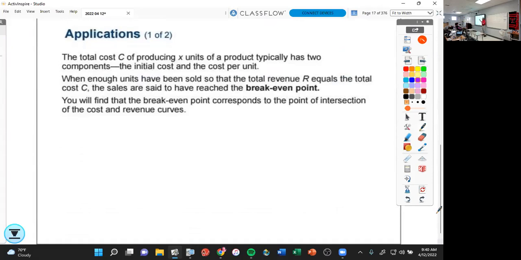Break-even point. What happens at the break-even point? You make nothing. Did you lose anything? No. All the money I spent, I got it back. All of my employees are happy because they got paid. I paid my employees, but the man didn't make any money because I broke even. Okay. The break-even point is going to be the point of intersection between cost and revenue. So cost might be increasing, revenue is increasing. The break-even point is where the two lines cross.